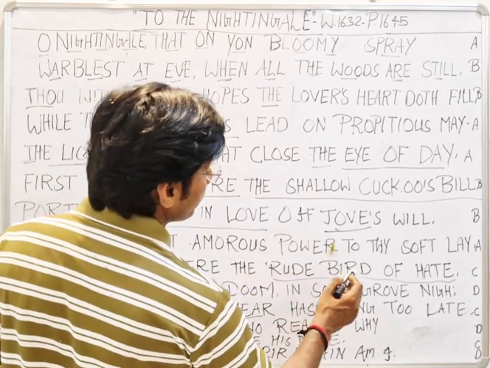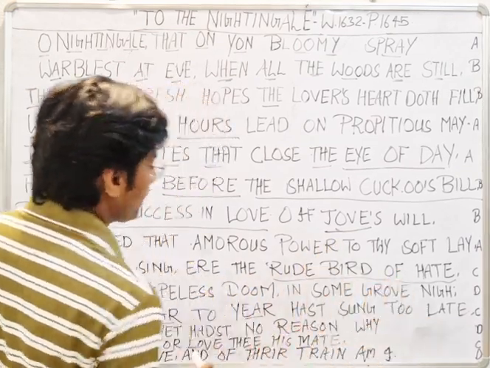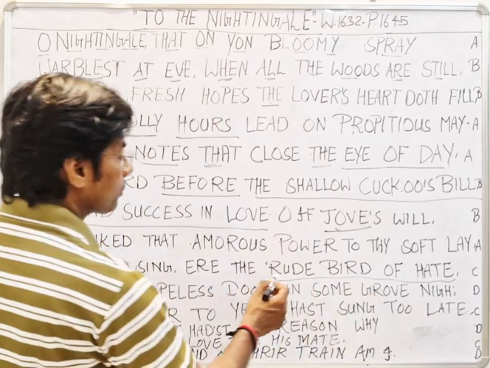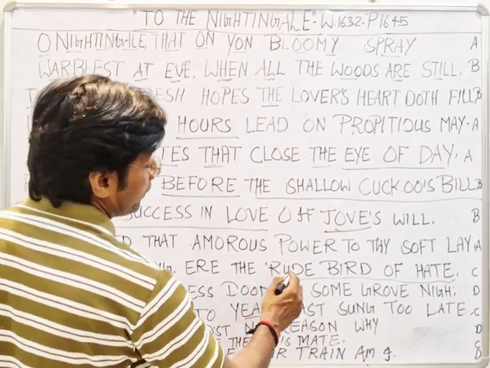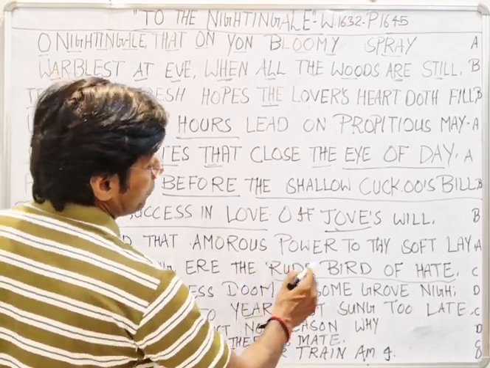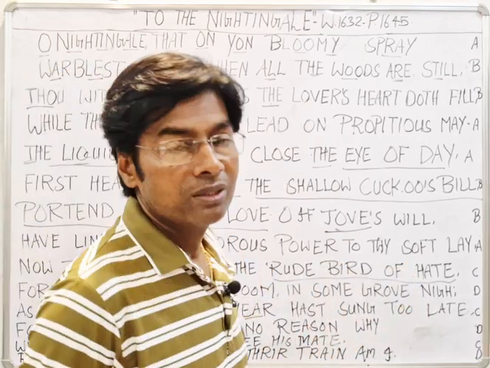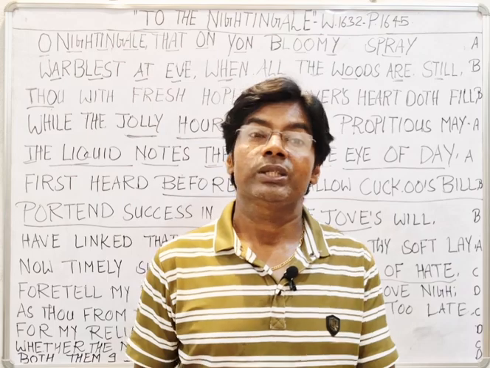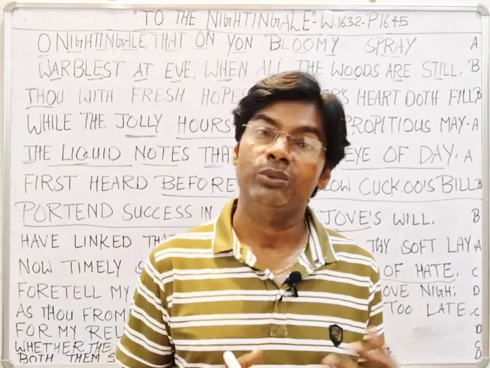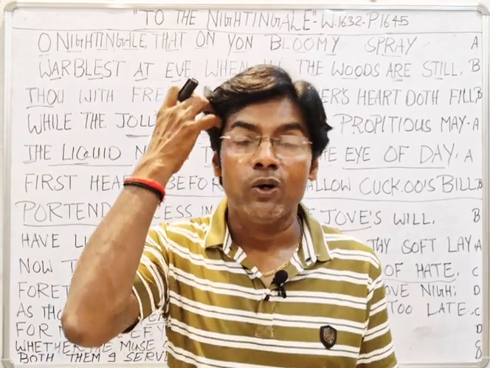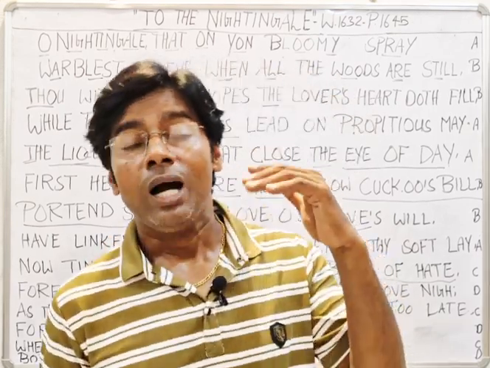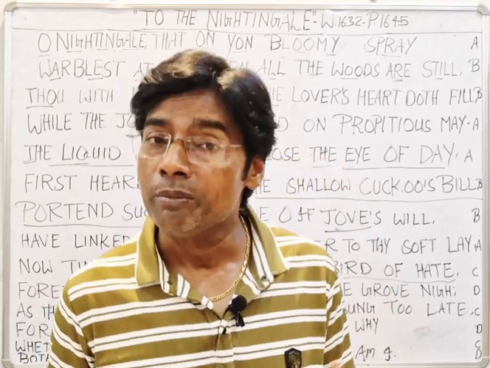Means before the rude bird of hate. Rude bird of hate, that is cuckoo. How? Rude bird of hate is used for cuckoo. Instead of cuckoo, he straightway uses rude bird of hate. In this way, metaphor again is used in this line, because cuckoo is the bird of hate for the speaker, because the speaker of the poem is a lover, and he wants the cuckoo not to sing, because whenever the cuckoo sings, what does the harsh, unpleasant high note of the cuckoo remind?